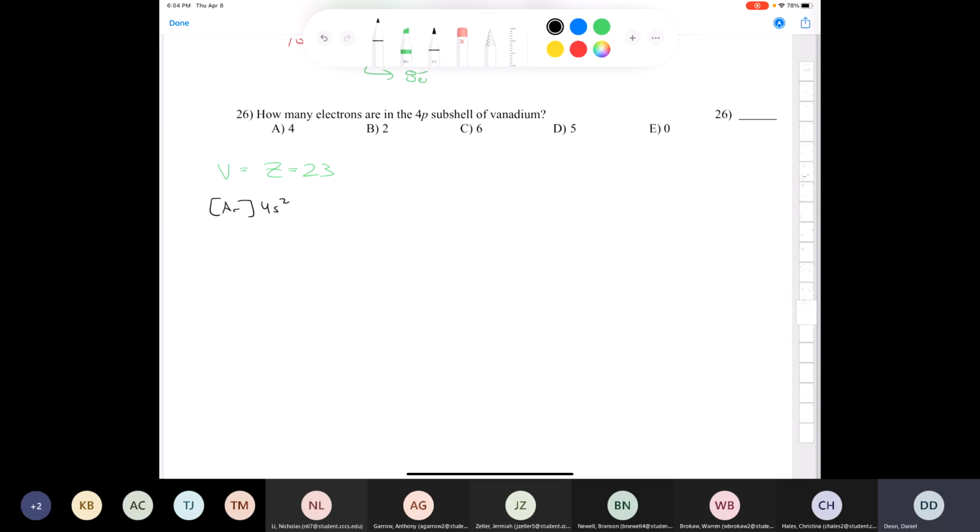Vanadium is the 3rd transition metal in, so we have 3d3. Therefore, there are no electrons in the 4p subshell. And so the answer is 0. I have no 4p electrons.